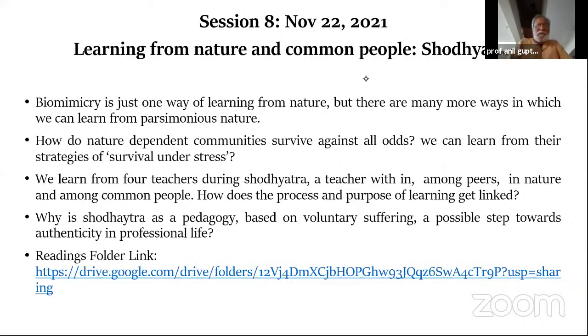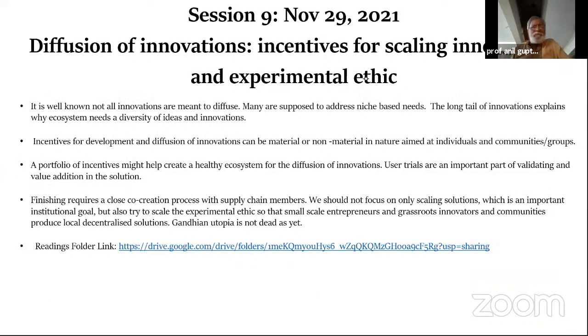We'll tell you about Shodhyatra stories and how communities which survive under stress against all odds are the thing that we can learn. So the thing that we have talked today, we'll find out.